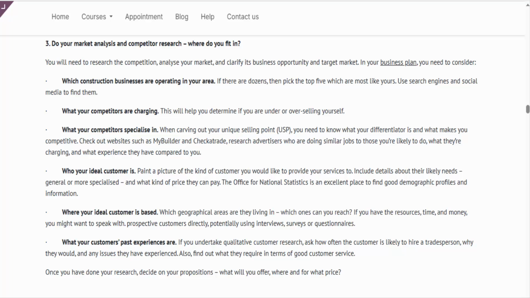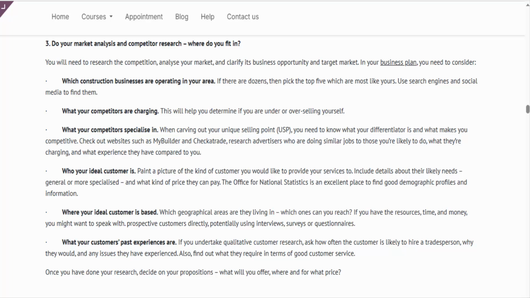What your competitors are charging. This will help you determine if you are under or overselling yourself. What your competitors specialize in. When carving out your unique selling point, USP, you need to know what your differentiator is and what makes you competitive. Check out websites such as MyBuilder and Checkatrade. Research advertisers who are doing similar jobs to those you're likely to do. What they're charging, and what experience they have compared to you.